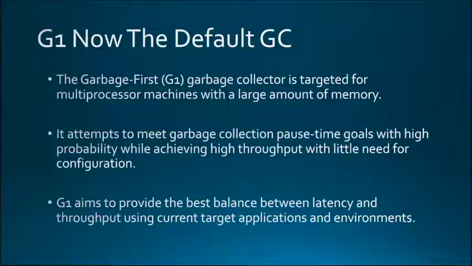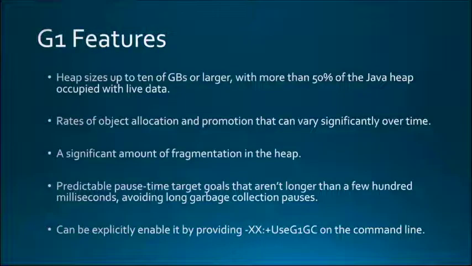So it tends to meet garbage collection pause time goals, which is one of the main latency issues that we had with the old one. But essentially what G1 gives you is a larger capacity, you can use your memory better, and it uses CPU processing more efficiently. So heap sizes of tens of gigabytes or larger, with more than 50% of the Java heap occupied with live data. That's huge.